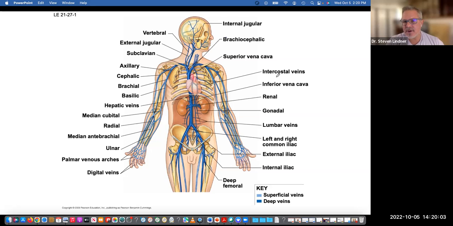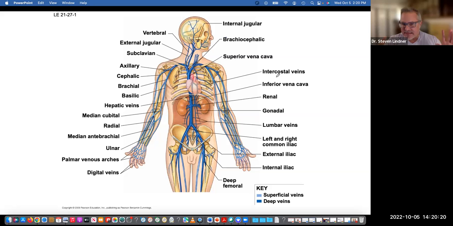When we talked about the arterial system, remember you started at the heart, and we worked our way up to the head. From the heart, we found a way to the upper extremity. From the heart, we found a way to the trunk and the abdominal area. And from the heart, we found a way to the lower extremity.